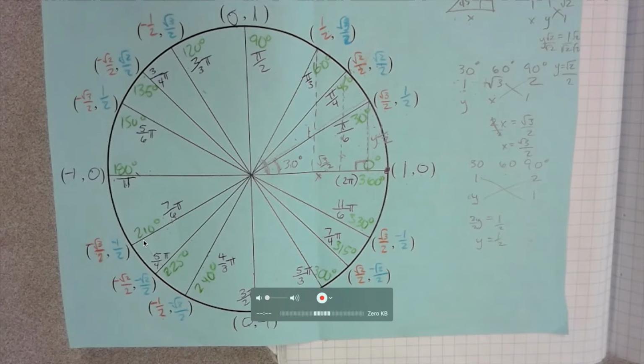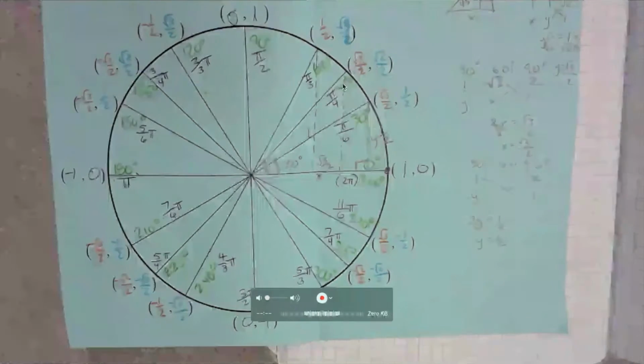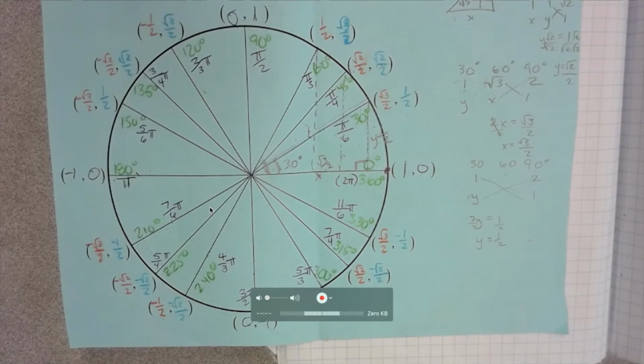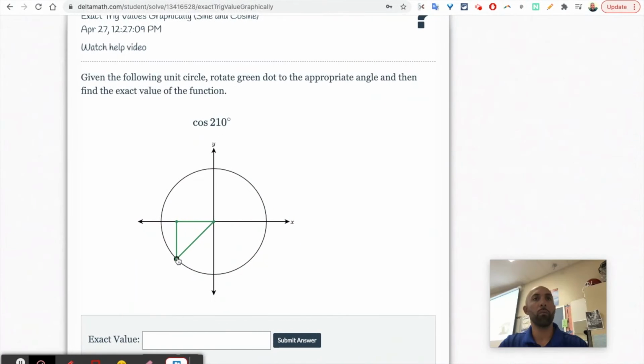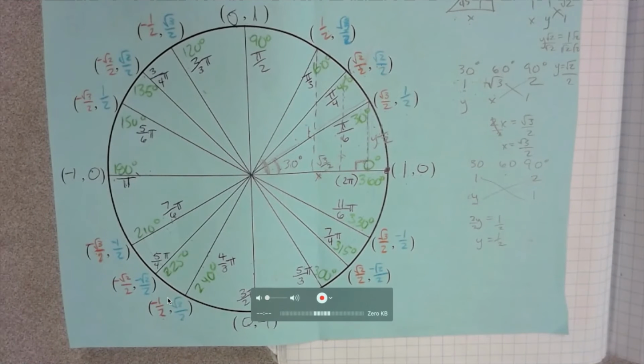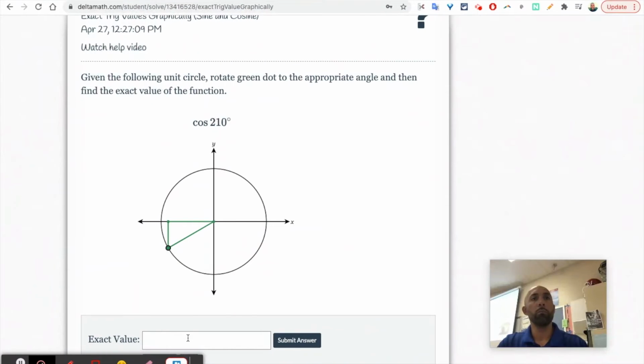So if I go down, that first value is 210. The one right in the middle is 225. Just like the 45, how it's in the middle, the 225 is in the middle. So 210 is that next spot right under the 180. Now I've got to look for the cosine of 210. Remember, cosine is the x value at that point. So if I go over here, cosine of 210, here's the x value at negative 1/2.